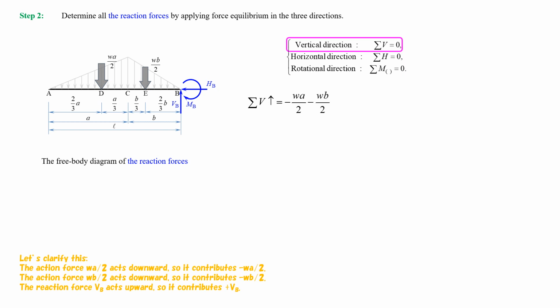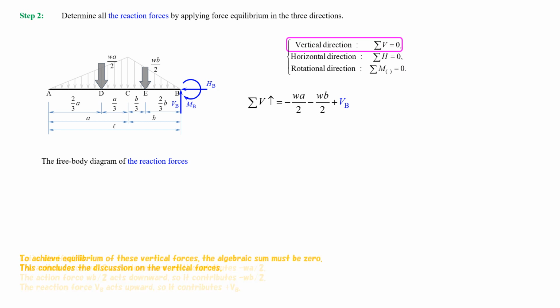The reaction force, VB, acts upward, so it contributes, plus VB. To achieve equilibrium of these vertical forces, the algebraic sum must be 0. This concludes the discussion on the vertical forces.